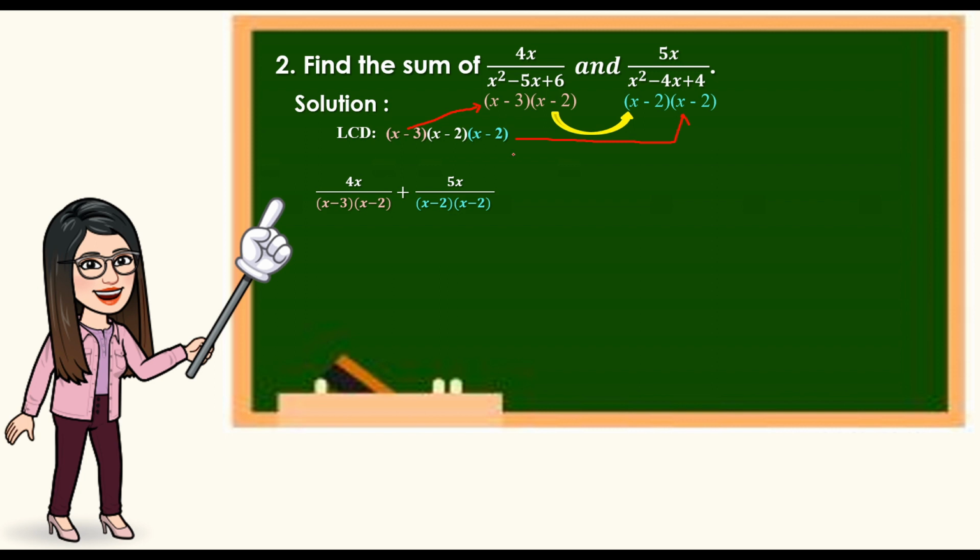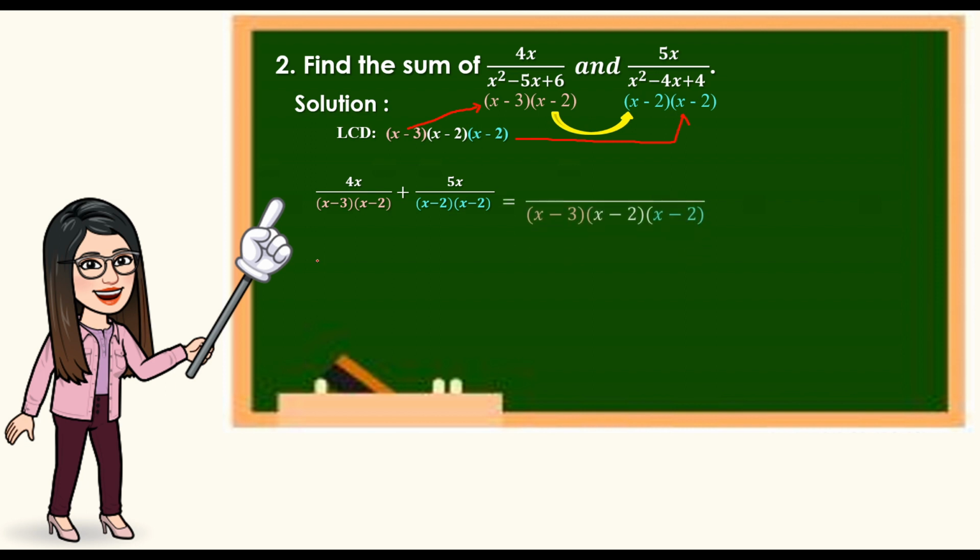Okay, so let us solve. For x all over the quantity of x minus 3 times the quantity of x minus 2, plus 5x all over the quantity of x minus 2 times the quantity of x minus 2. So instead of writing x squared minus 5x plus 6, I just write its factors, which are the quantity of x minus 3 times the quantity of x minus 2. Same with the factors of x squared minus 4x plus 4, for us to easily simplify the expressions.